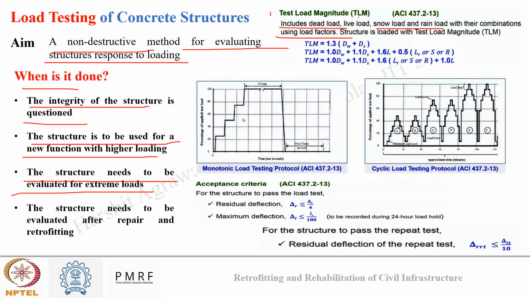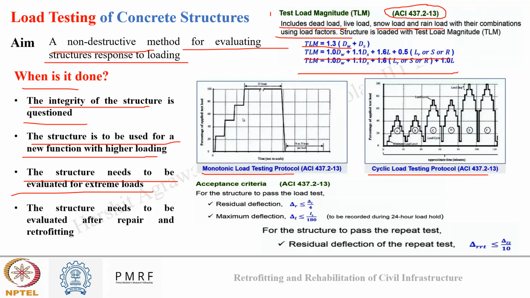So you can find much detail about these loading factors, how they are taken, in this code, ACI 437.2 part 30. You can see different combinations of load can be considered based on different criteria. Now, once we have decided the test load, the load for which we will conduct the load testing, we can apply this load in two manners, either monotonically or in a cyclic manner.